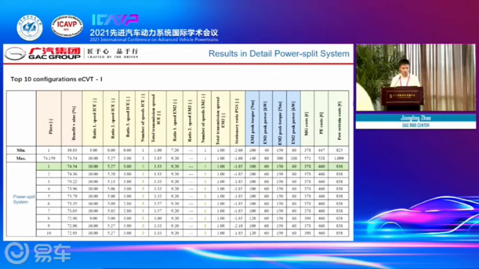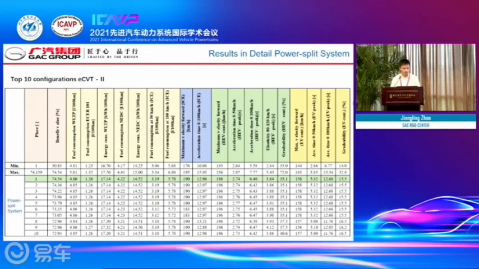This is the top 10 configuration of the power split system. From this table, we can find the top 10 are engine 3 speed and motor 1 speed, and also find each ratio, power, torque, costs of the engine and the motor. On this page, we can see the simulation results of the acceleration performance and the fuel consumption.